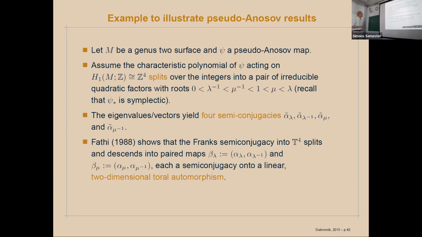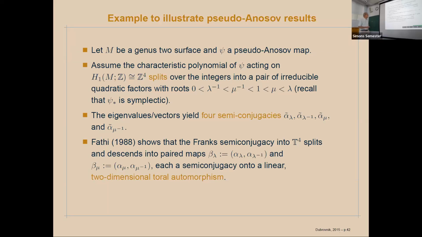Okay, so here's a nice example that's due actually to Gavin Band. We're going to construct a special pseudo-Anosov map, which just kind of tells the story for us. The space is T^4. It has a degree 4 characteristic polynomial. Let's assume it splits over the integers into a pair of irreducible quadratic factors. Because we're on a closed surface, the actual homology is symplectic, so you always get your eigenvalues having this relation. There's just 4 of them.